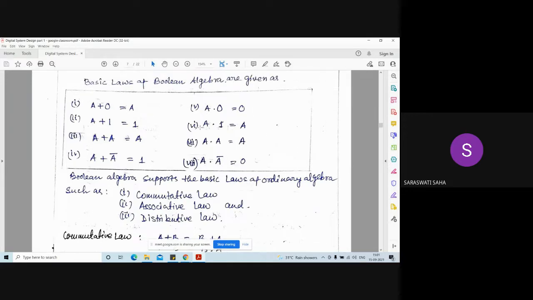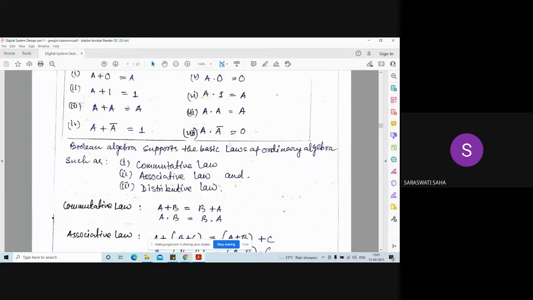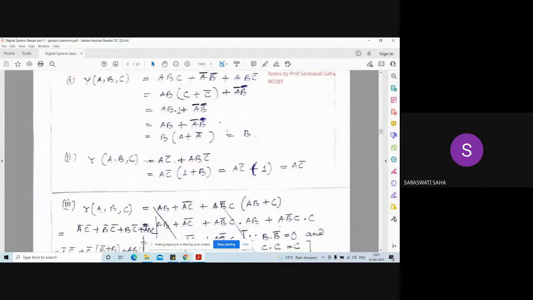These four laws for OR and these four for AND. And see one important thing here.